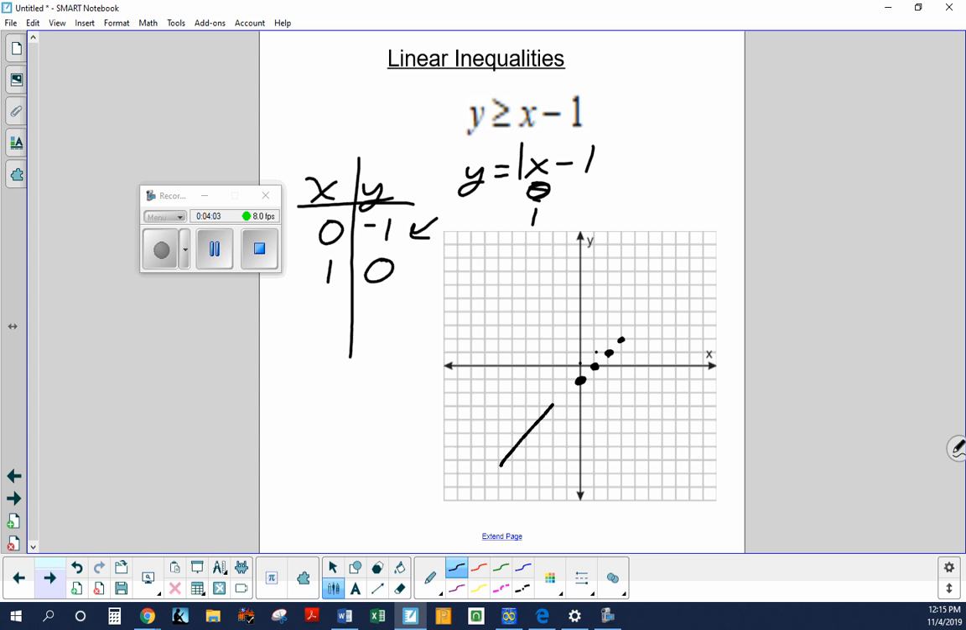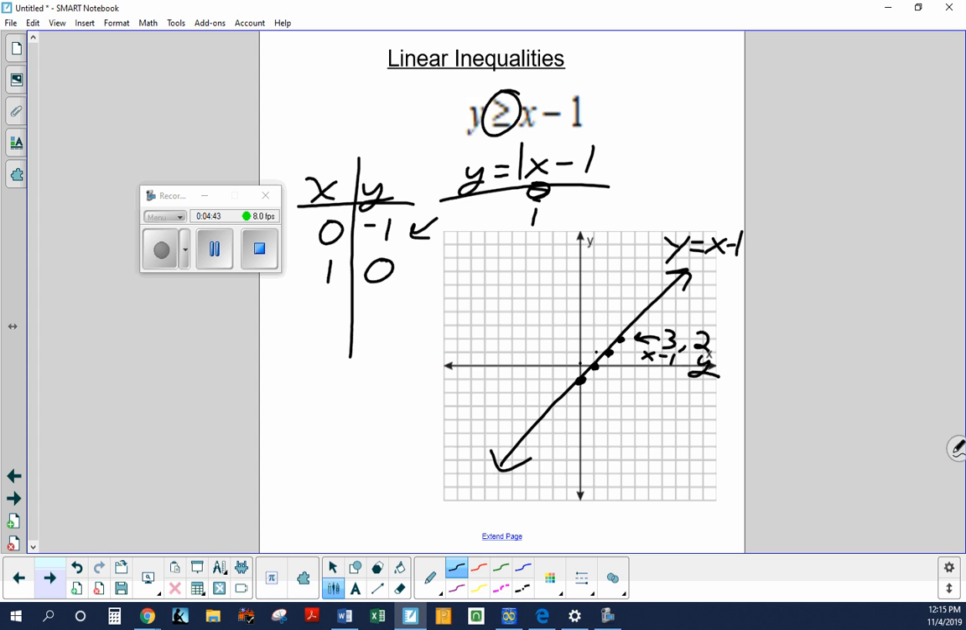This line shows you all the points where y is equal to x minus 1. Whatever the y value is of every one of these points, for instance, this point right here is 3, 2, notice that the y value is the same as x minus 1. If you take the x value and subtract 1, that gives you the y value. This line shows you all of those points where that is true. If it were an equation, we'd be done, and we would just show this line and say, here are all the points where y equals x minus 1.